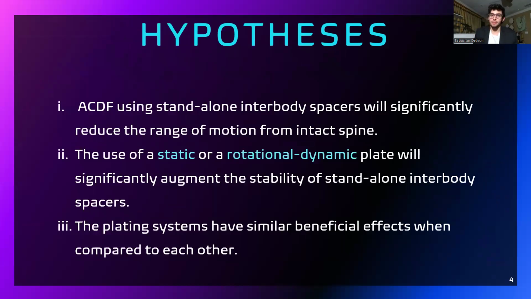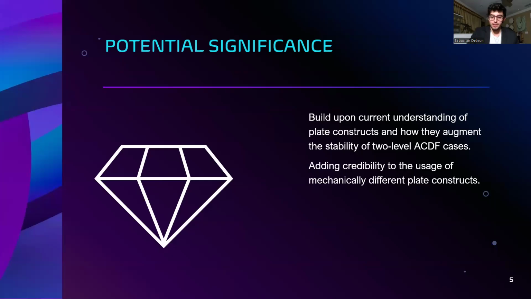Now, there's three hypotheses that are posed in this paper. The first being ACDF using standalone interbody spacers will significantly reduce the range of motion from intact spine. The second one, the use of static or rotational dynamic plate, will significantly augment the stability of standalone interbody spacers. The third hypothesis is that the plating systems, though different, have similar beneficial effects when compared to each other.